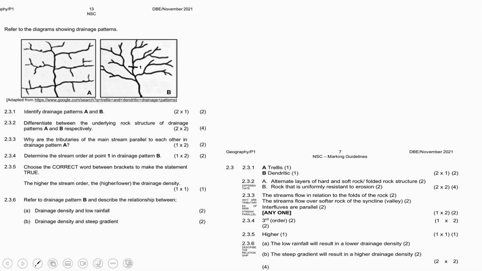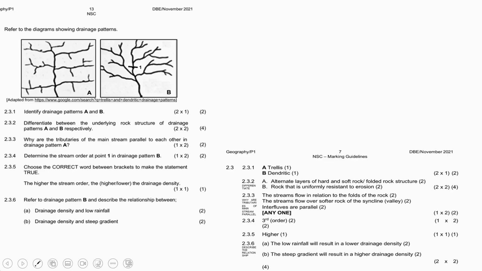Okay, for example, let us look at 2, 3, 4 here. That refers to figure B. It says determine the stream order at point 1. Now point 1 is here. There it is given.